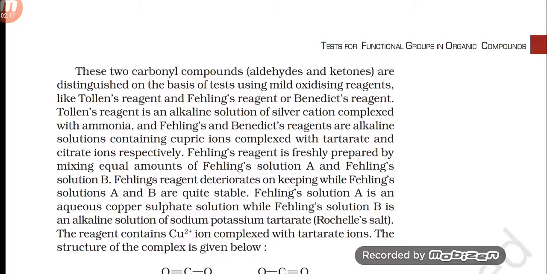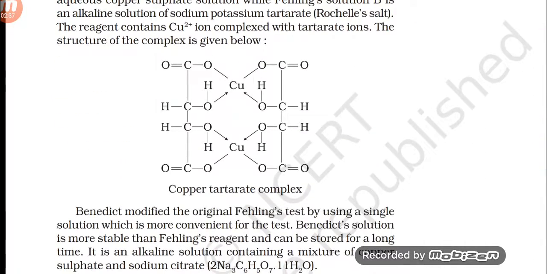Fehling reagent deteriorates on keeping, while Fehling solutions A and B are quite stable. Fehling solution A is an alkaline solution of sodium potassium tartarate, which is also known as Rochelle salt. The reagent contains Cu+2 ions which are complexed with tartarate ions. The structure of the complex is given below. This is the copper tartarate complex.